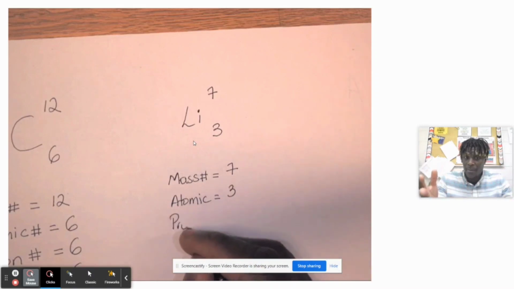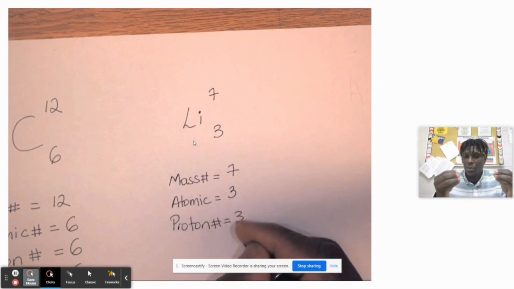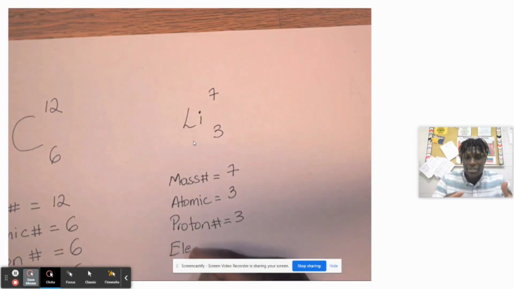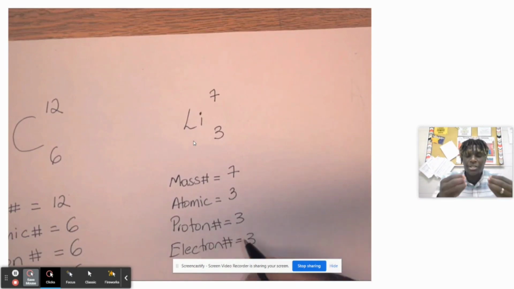So let's find the subatomic particles. The proton number is equal to the what? It should equal the atomic number, 3. The electron number is equal to what? The proton number, which is 3.